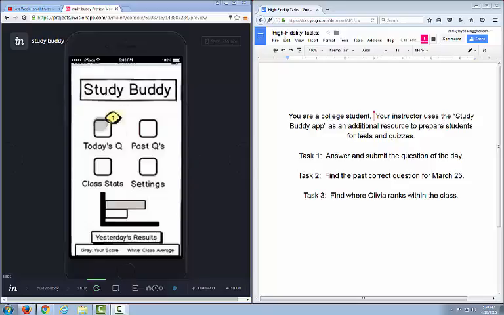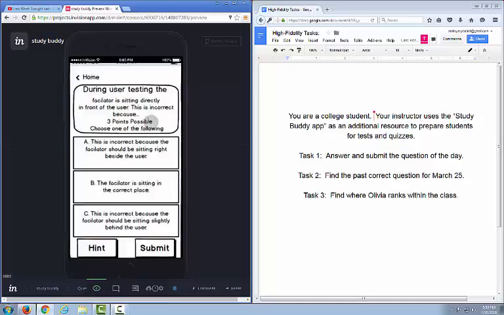So I notice I've got my Study Buddy app all pulled up, and I'm just scanning really quickly, and I notice yesterday's results are here, my class statistics, and past questions, but I want today's question, so I'm going to answer and submit today's question of the day.